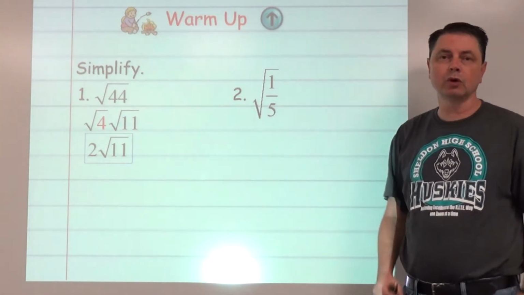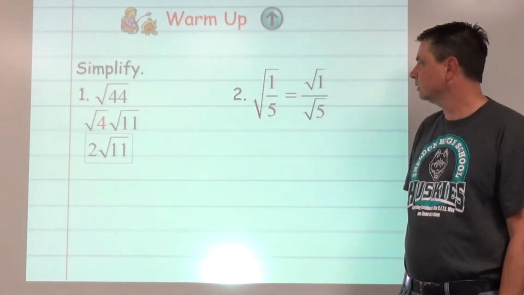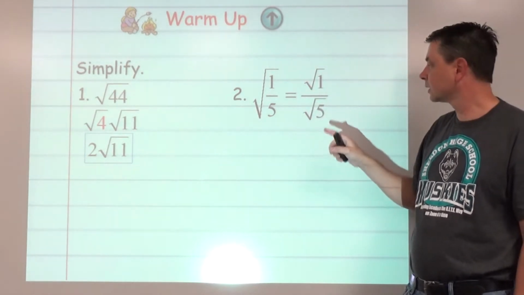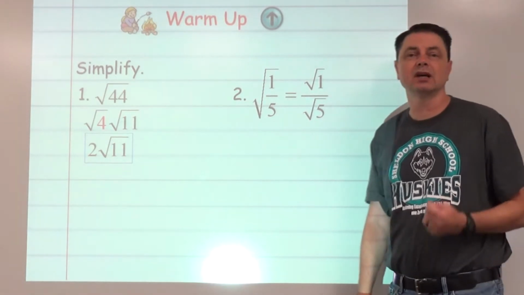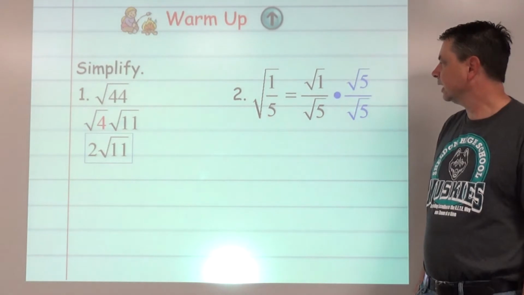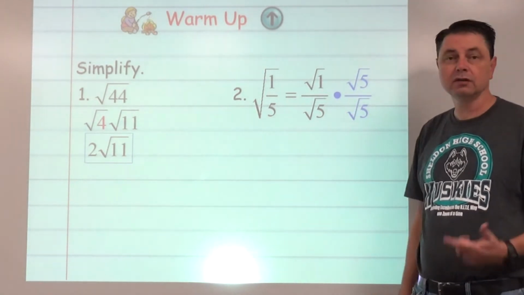Number 2, we'll begin with the quotient property. Break it up, square root numerator over square root denominator. And then we do know that the square root of 1 is 1. We're going to need to fix the denominator, to rationalize that. So we're going to multiply top and bottom by the square root of 5, and we get on top the square root of 5 over 5.